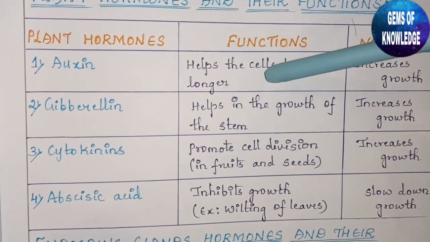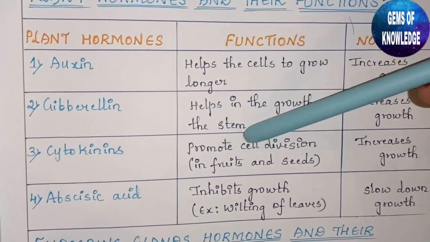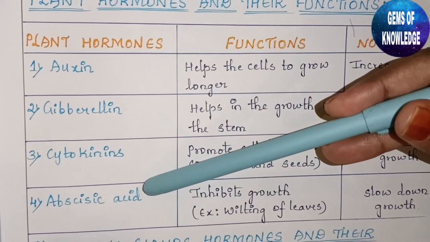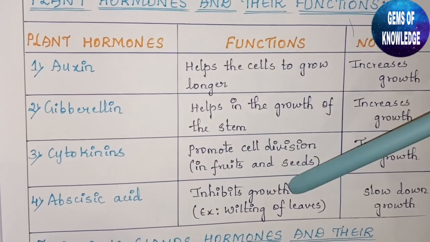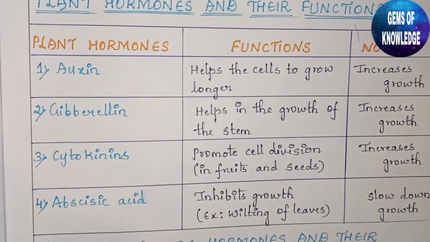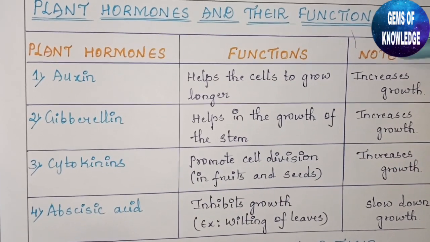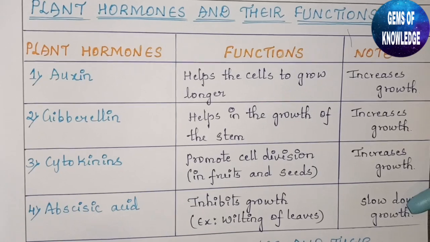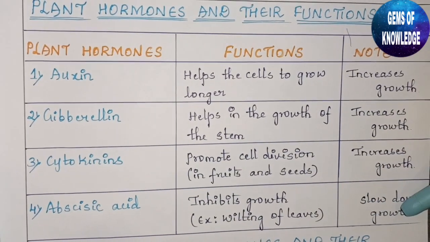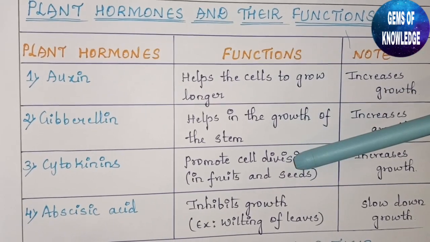We have to remember this: auxin in the growth of cell, gibberellin in the growth of stem, cytokinin in fruits and seeds, and the last one is abscisic acid, which inhibits growth. Inhibits means it slows down the growth. Okay, slows down the growth. So the example they have given here is wilting of leaves. What we have to note is it slows down the growth. So this is one of the hormones, abscisic acid, which can slow down growth in the plant. Okay, so these are plant hormones and their functions.